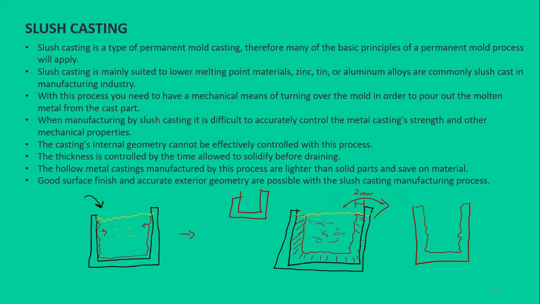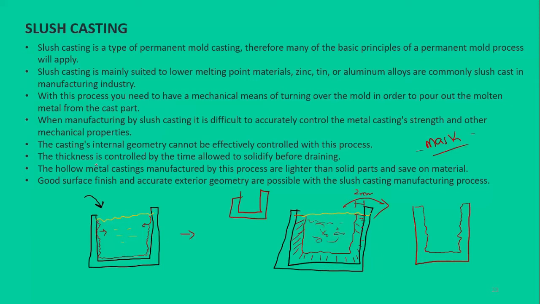When manufacturing by slush casting, it is difficult to accurately control the metal casting strength and other mechanical properties. Obviously when we are using slush casting, we don't have much control over the product. We are just naturally letting it solidify, and once we think that we have achieved the desired thickness, we will simply pour that out. So some common products are toys and the masks children used to wear, even some elders, in some festivals like you must have seen. So they are all slush casted.